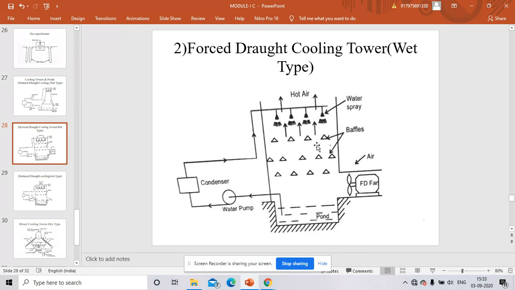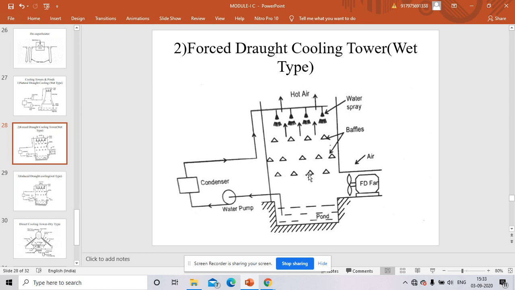So here the difference is, one is a forced draft fan is used, the other thing is baffles. So in between there will be baffles. For good, or you can say efficient, heat transfer, the air is forced like this, and the hot water is coming down. This hot water will come in contact with these baffles, so the heat is absorbed by the baffles also.